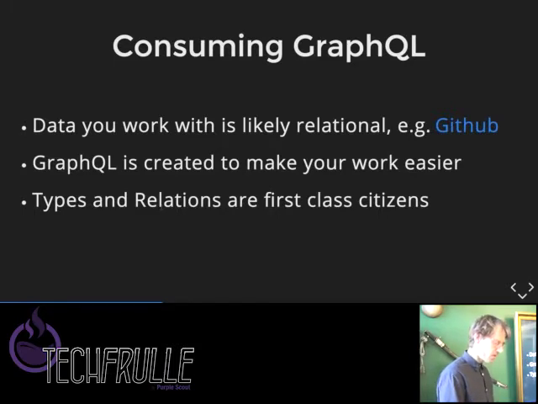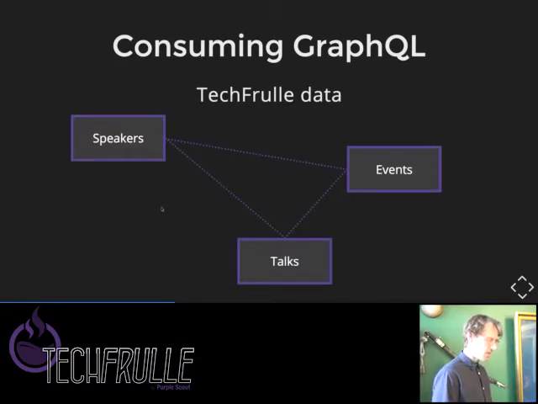That's really great. So if I give an example, throughout this presentation we're just going to work with Techfrulle data. Basically, I added speakers, events, and talks. Today we have an event. There's one speaker, me, and we have one talk, but we've had a bunch of them. I figured this is nicely relational. They all have relations between each other. As sample data, it's a very trivial example, but you can imagine how it scales.